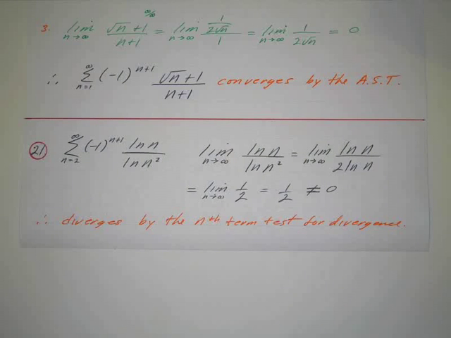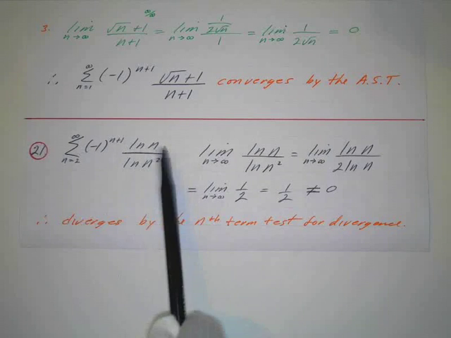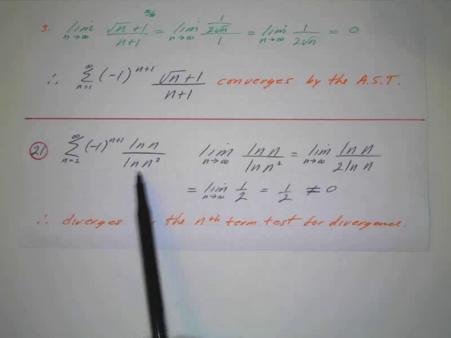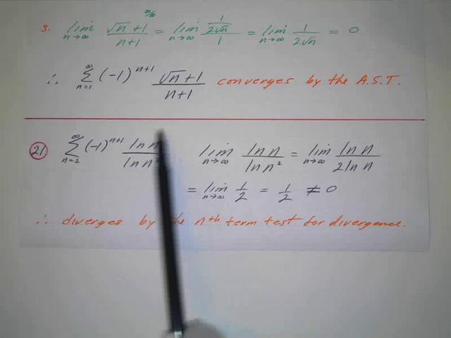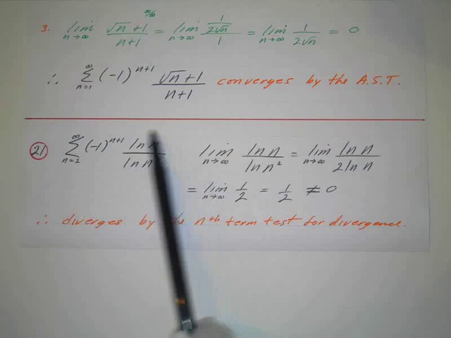Okay, some more problems from section 9.85, and this is number 21. And we have this alternating series: negative 1 to the n plus 1, natural log of n over the natural log of n squared. So what we can do is take a look at this and see what's going to happen with this limit.